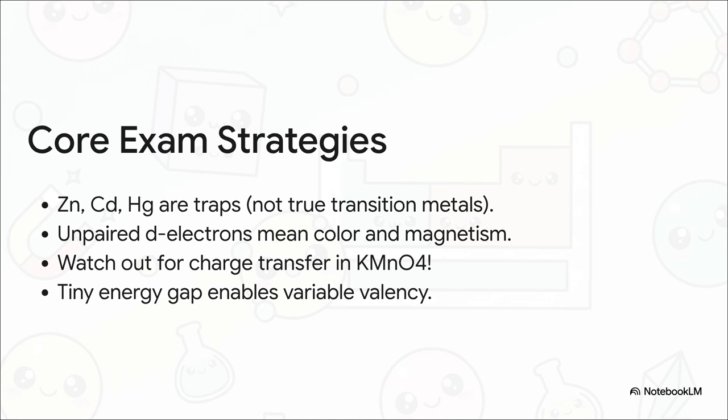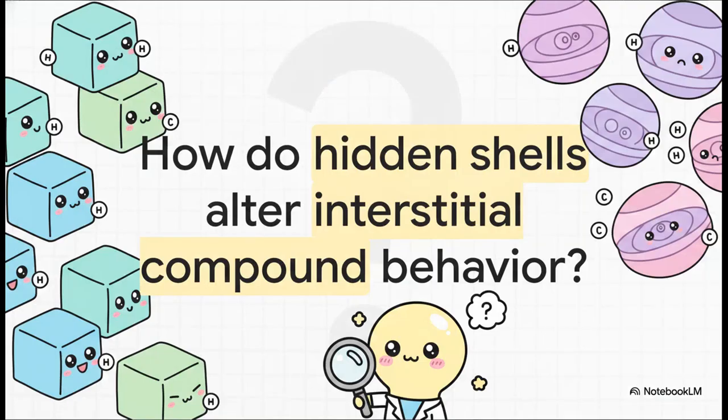If you can lock these 4 rules into your memory, you'll be able to navigate almost any trap the examiners set for you. Remember, zinc, cadmium, and mercury with their full d10 shells are traps. They are not true transition metals. Unpaired d electrons are your primary source for color and magnetism. Always, always double-check intensely colored compounds like KMnO4 for charge transfer. And finally, remember that the tiny energy gap between the ns and the inner d orbitals is exactly what unlocks their variable valency. I'm going to leave you with this provocative thought to test your new logic.